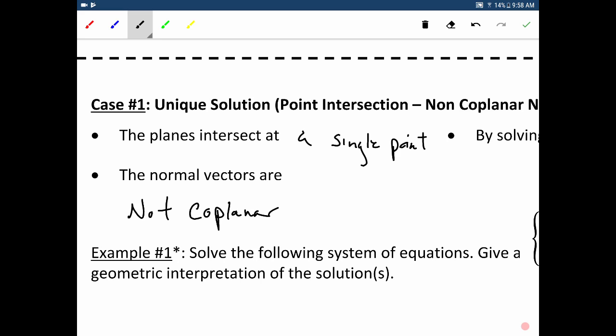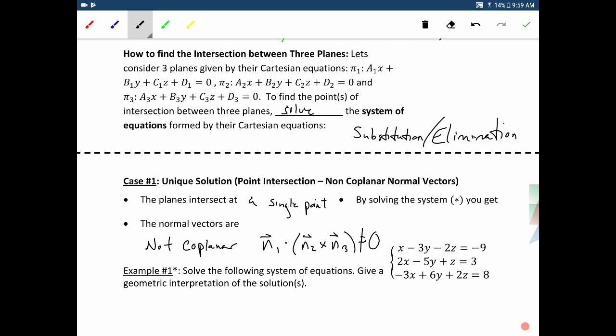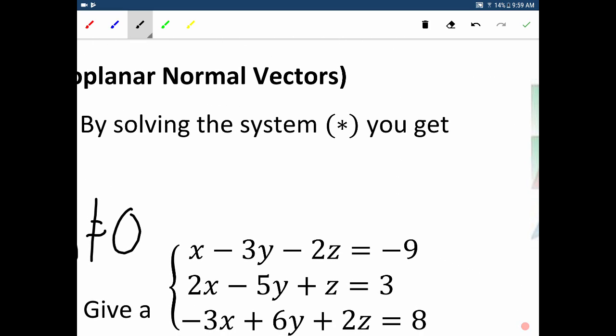Coplanar. I'm not sure if that should be spelled with an E and an A, but that looks right. And the easiest way to tell this, of course, I say of course like it's obvious, it's not necessarily obvious, but the easiest way to tell this is to take the cross product of two of them and then take the dot product with the remaining one. If it does not equal 0, then you're golden, okay? So if you are to solve the system of equations, what you would get then is a unique solution.